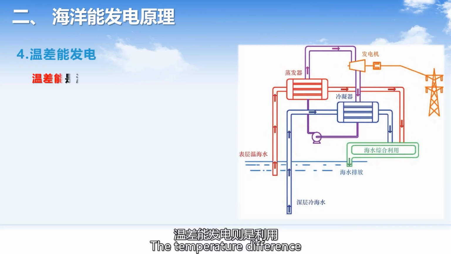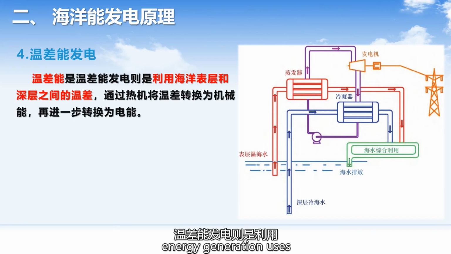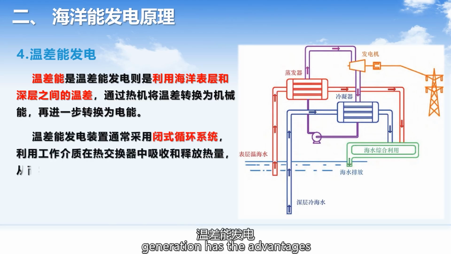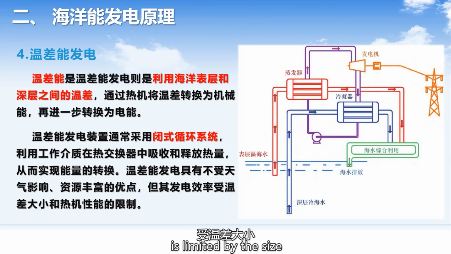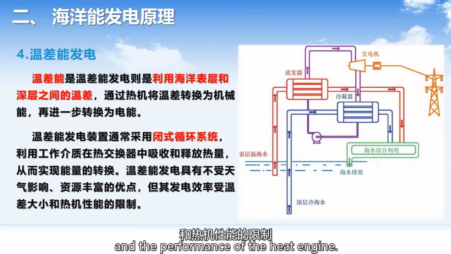Temperature difference energy generation uses the temperature difference between the surface and deep layers of the ocean, which is converted into mechanical energy through a heat engine and then further converted into electrical energy. Temperature difference energy generation has the advantages of not being affected by weather and having abundant resources, but its power generation efficiency is limited by the size of the temperature difference and the performance of the heat engine.